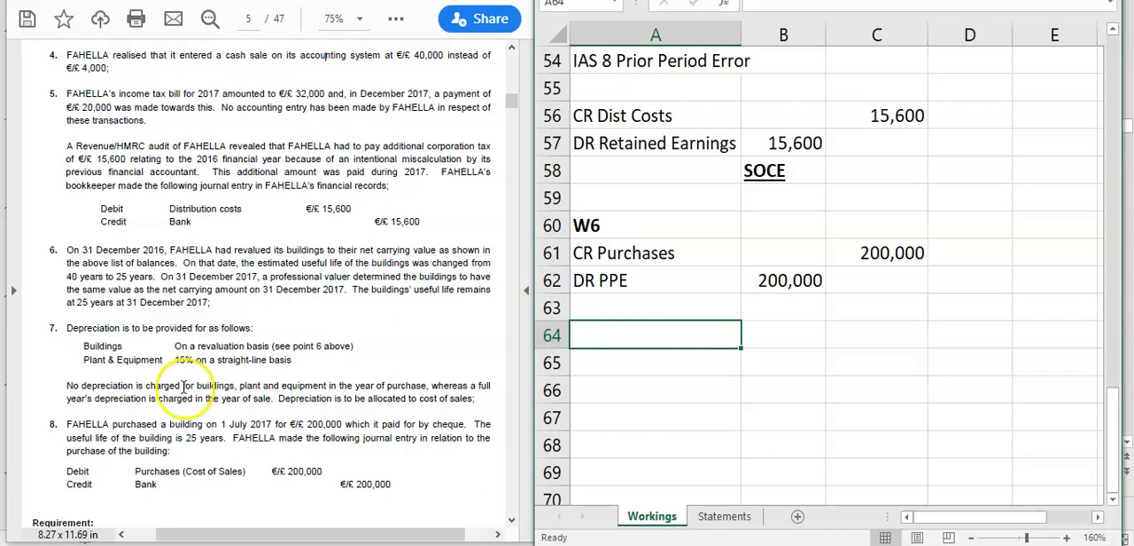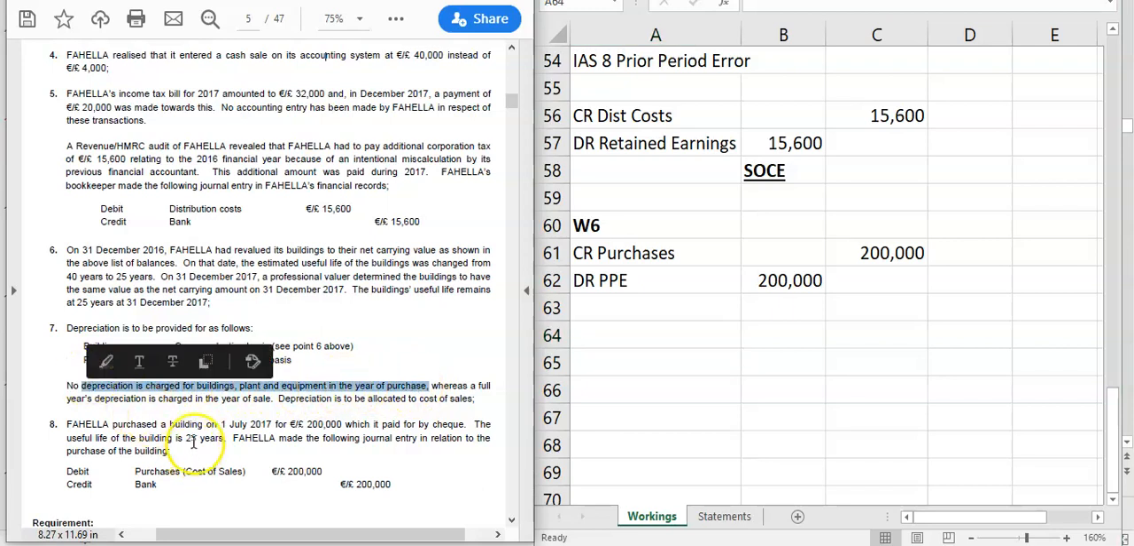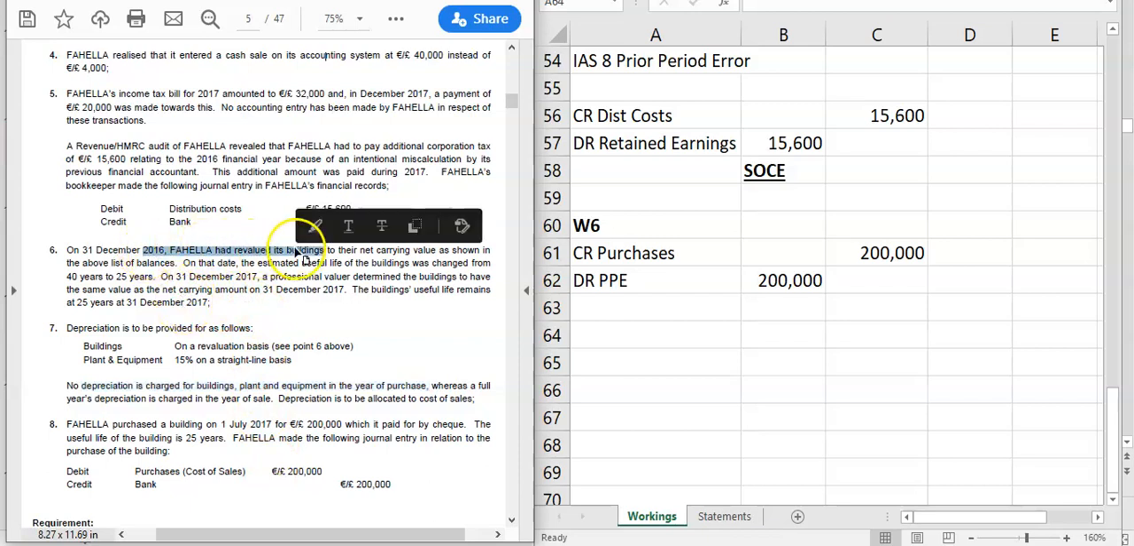Our second one then is depreciation during the year. So for buildings, no depreciation is charged for buildings in the year of purchase. What that means is you don't depreciate this 1st of July. So it actually didn't have an impact. The examiner tried to help you along. But what you will be doing is charging depreciation for the buildings here. You're told buildings are charged on a revaluation basis.